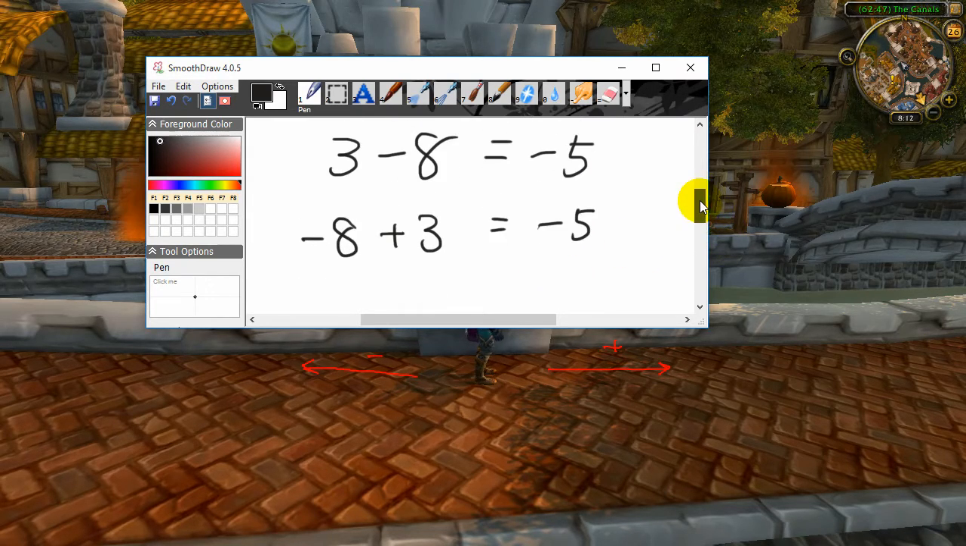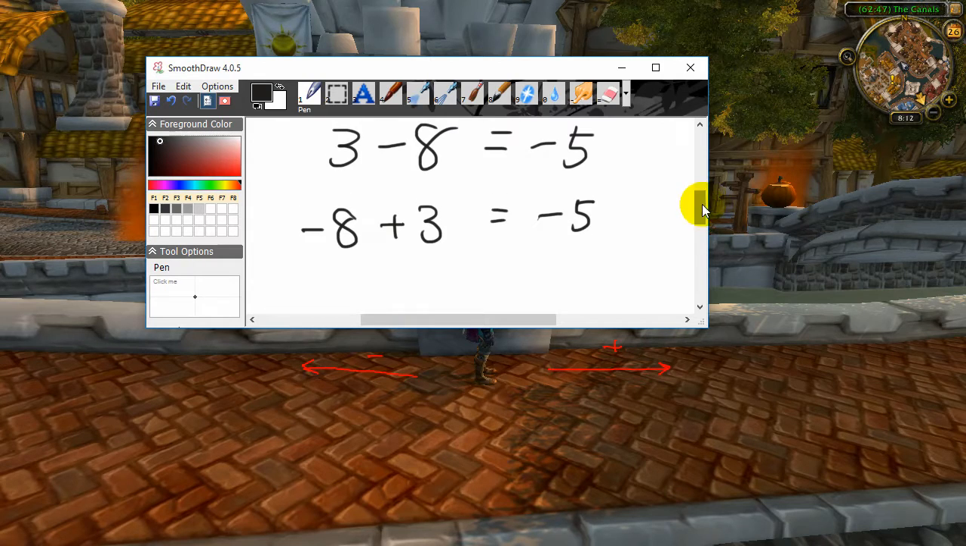Okay, so really, if you were to do this, you can just think, what's 8 minus 3, which is 5, and add a negative sign in the end if you're going to mentally do it quickly. But if you want to know the theory behind why negative 8 plus 3 is negative 5, then you can draw a number line and use World of Warcraft like I have done.